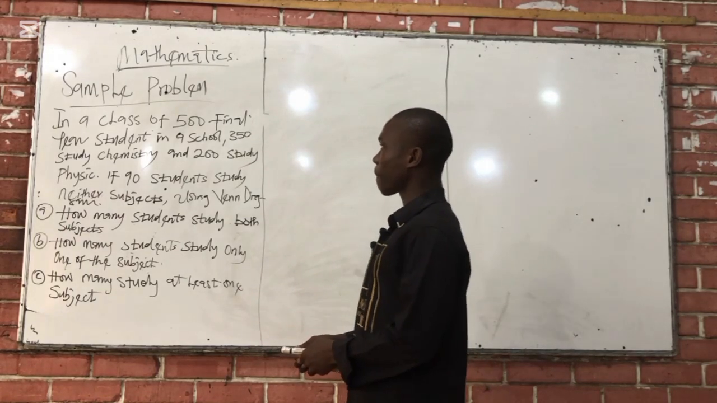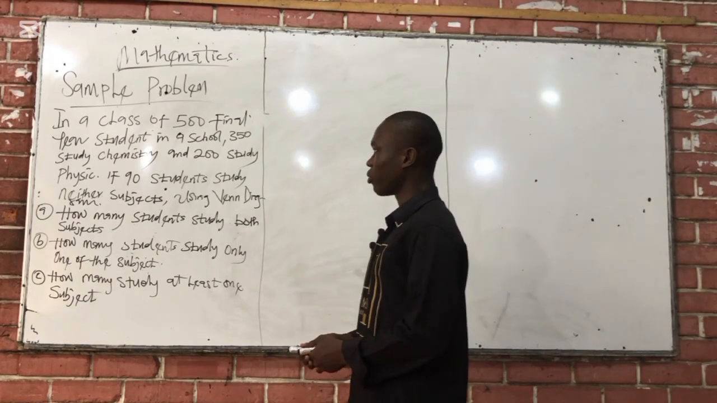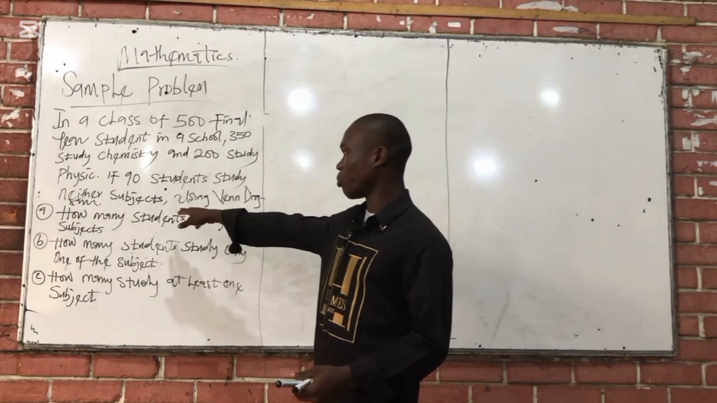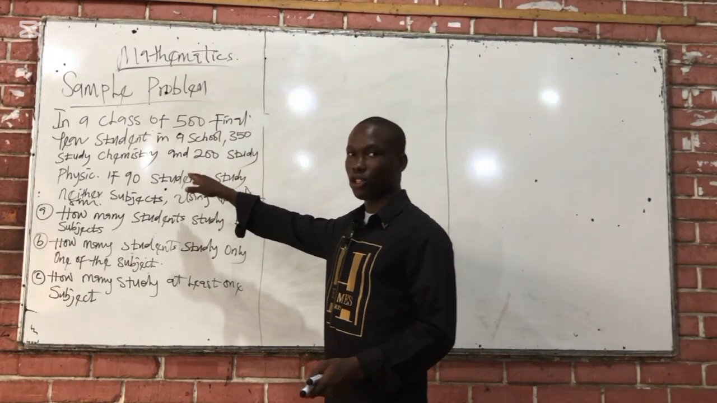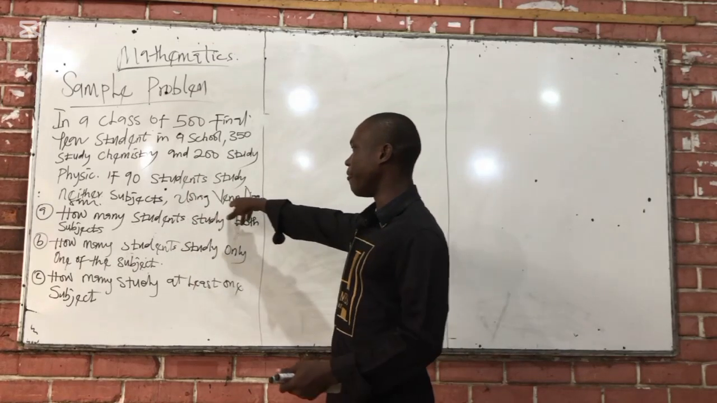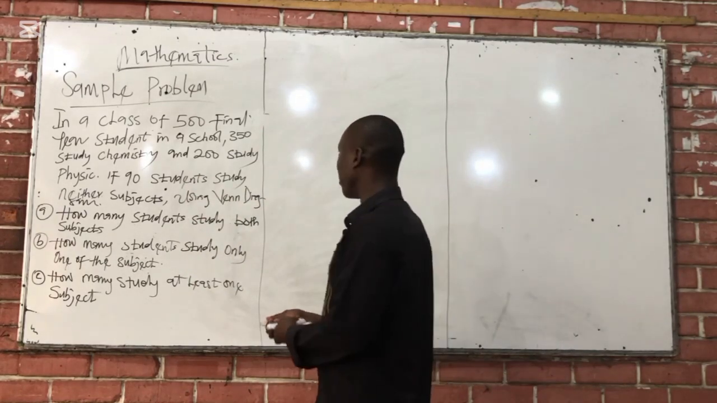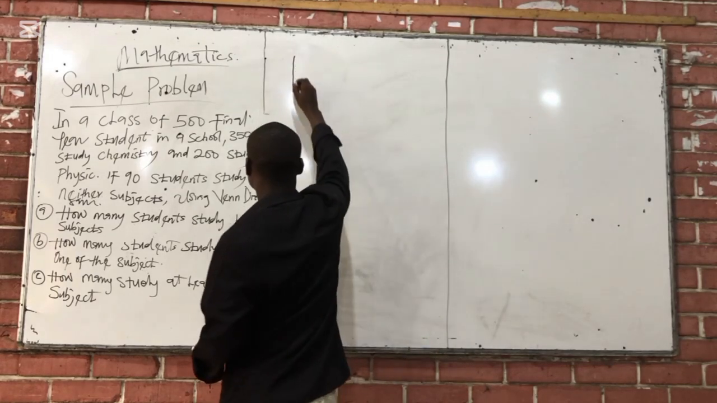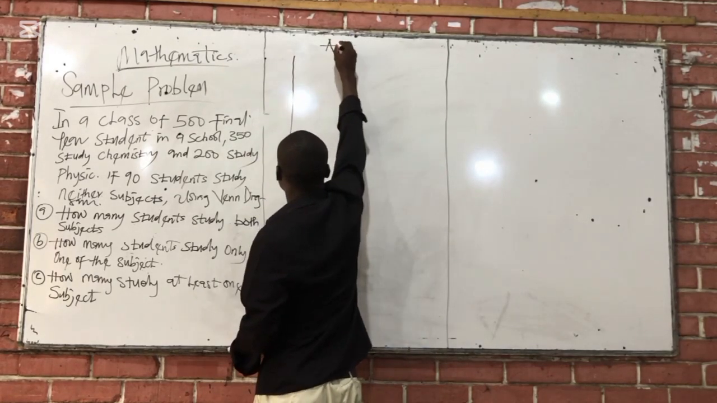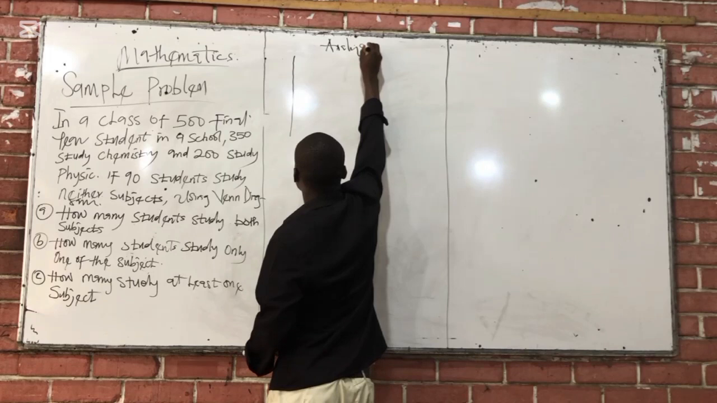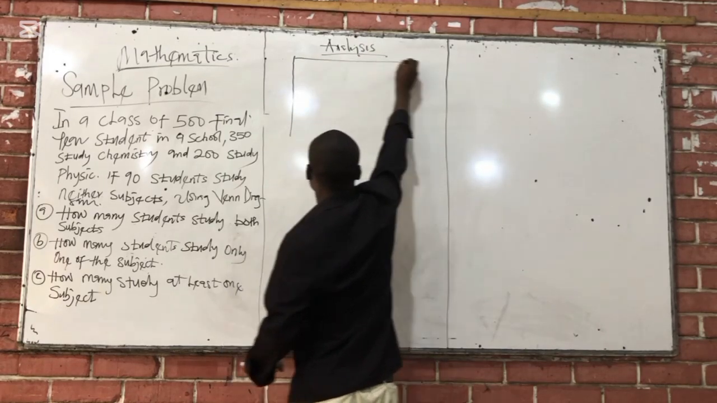So we are going to do a quick one to this problem. Don't forget, we are supposed to follow the instruction, using a Venn diagram. So we are going to express this problem on a Venn diagram. So this is a Venn diagram analysis. This is a Venn diagram.